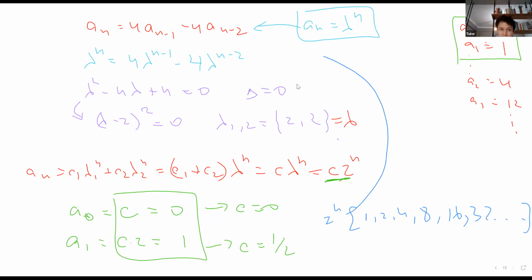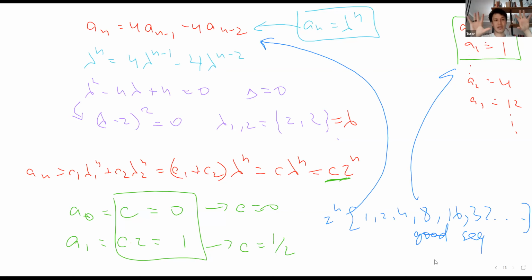Well, this sequence is going to be fine. It's going to satisfy this relationship. It's a good sequence, right? Good sequence, but it doesn't satisfy the starting conditions. So the thing is, this is a good sequence, but we need one more good sequence.